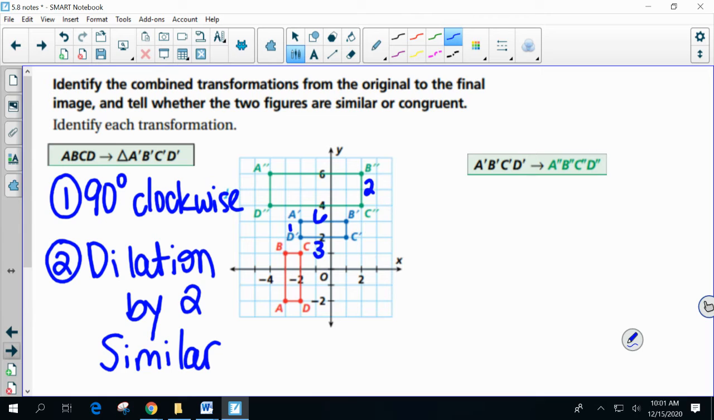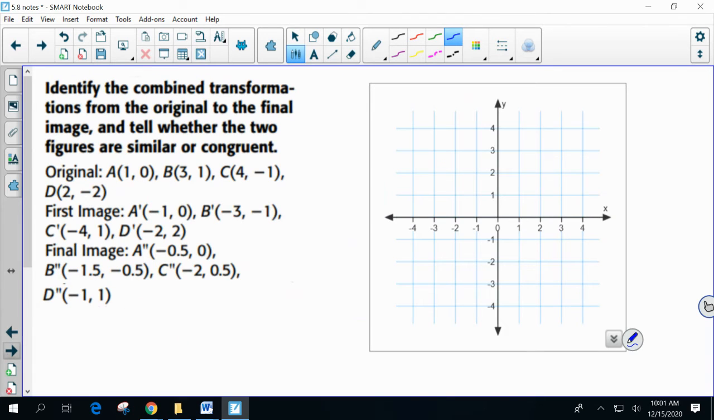I thought dilation was smaller. It could be smaller or larger. Isn't that reduction? Yes. But they're both dilations technically. Well, you just call one a reduction.